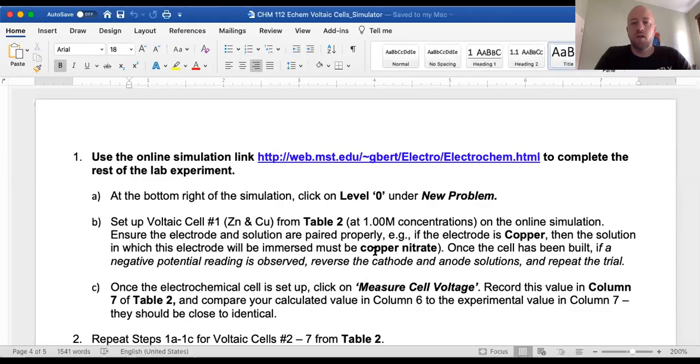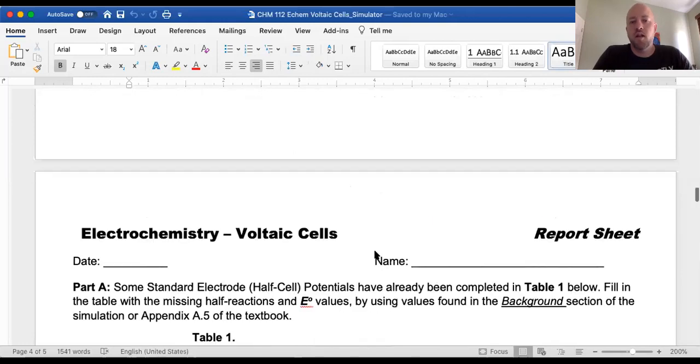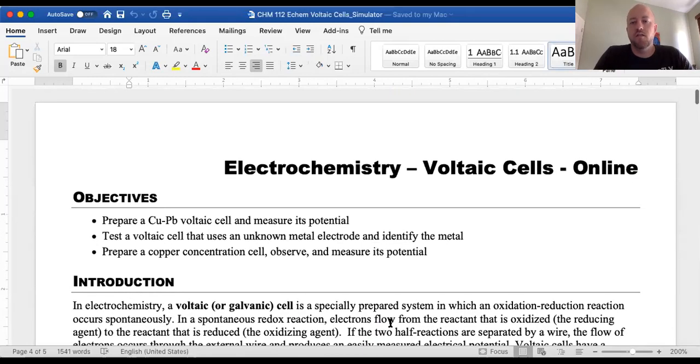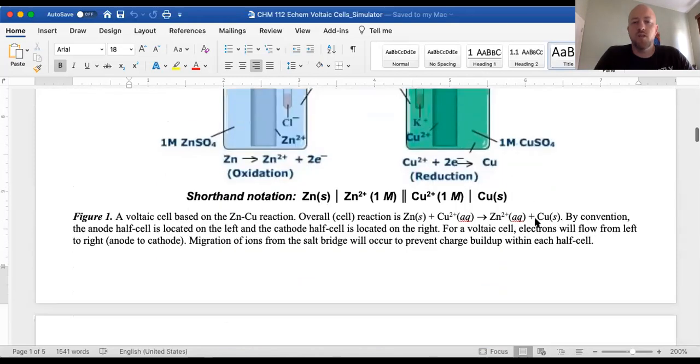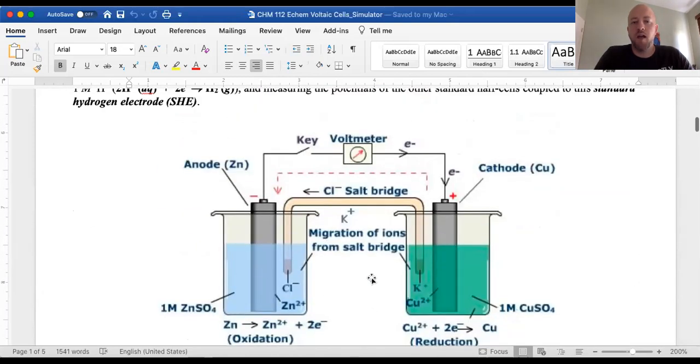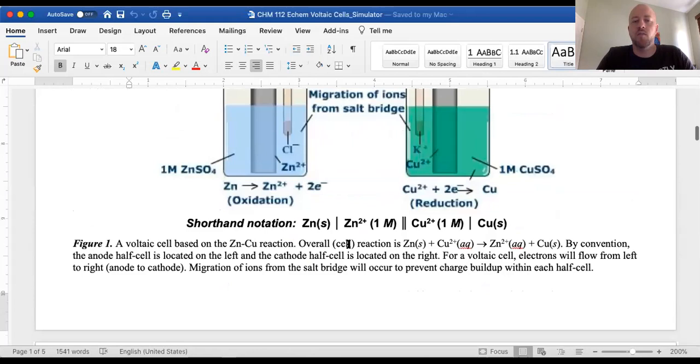If you are following along in our course, you most likely have this handout that deals with electrochemistry for voltaic cells. This is the online version. It gives you some background on the mechanics of how a voltaic cell works: we have anodes and the cathode, various solutions, and a salt bridge, which allows for the transfer of ions and electrons around the system.